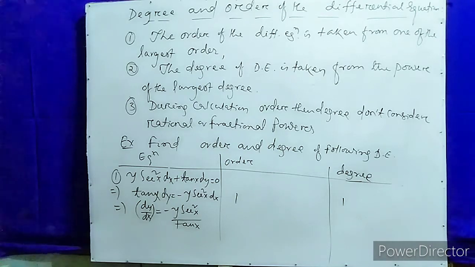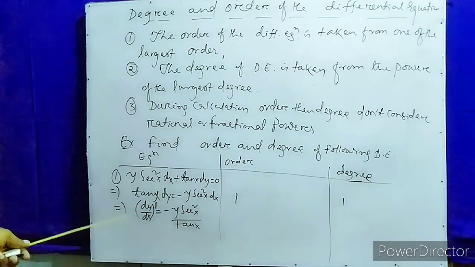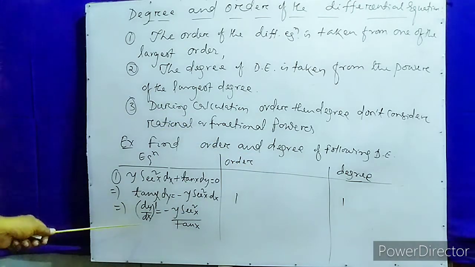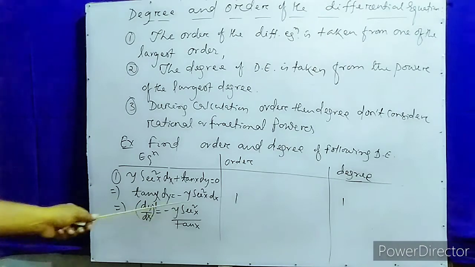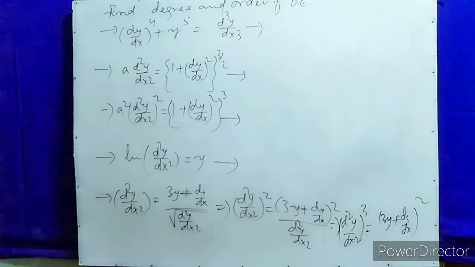And degree is what is the power on it. Nothing, any number means here it is 1. So degree is also 1. Here dy by dx is the first order and the power is 1 because here nothing is there. Okay. So in this way you find the degree and order, and this is a very important problem, degree and order. Some important problems we will discuss.